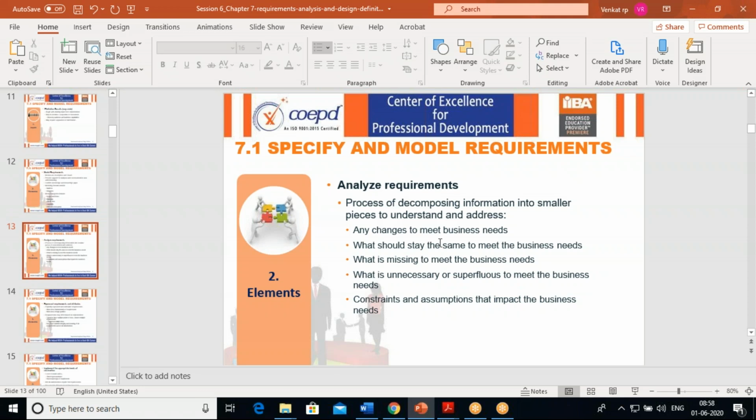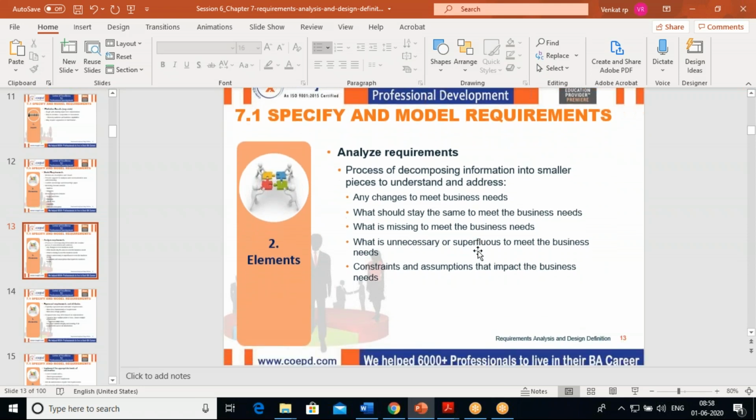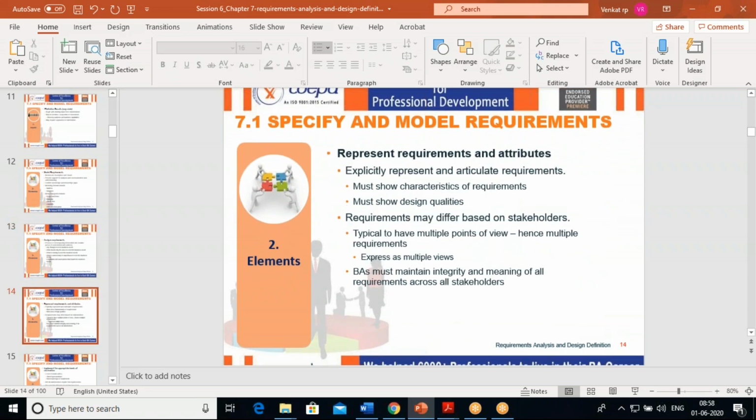A use case spec is the best way of analyzing a requirement. At the same time, you start mapping all the components of a use case spec to the business need, so that you will be understanding it. In short, you understand what should remain in the present business requirements, what is missing from it, and what we should remove. Then after analyzing the requirements, we have to represent requirements and attributes. That means explicitly represent and articulate the requirements, and must show the characteristics of the requirements and the design qualities.